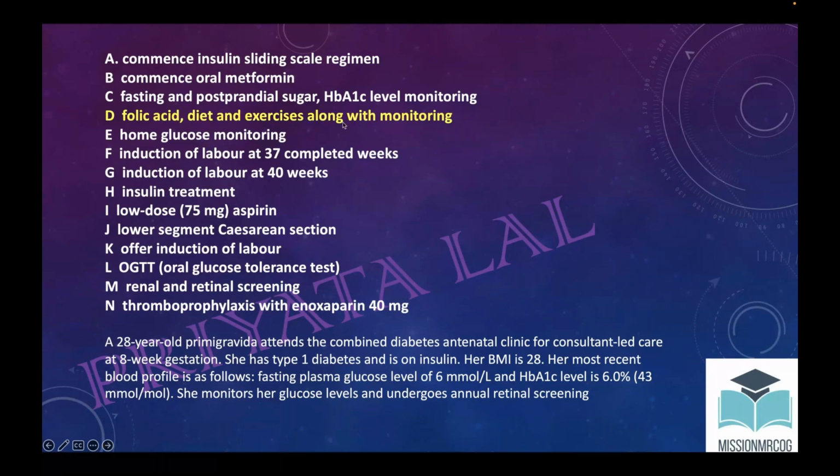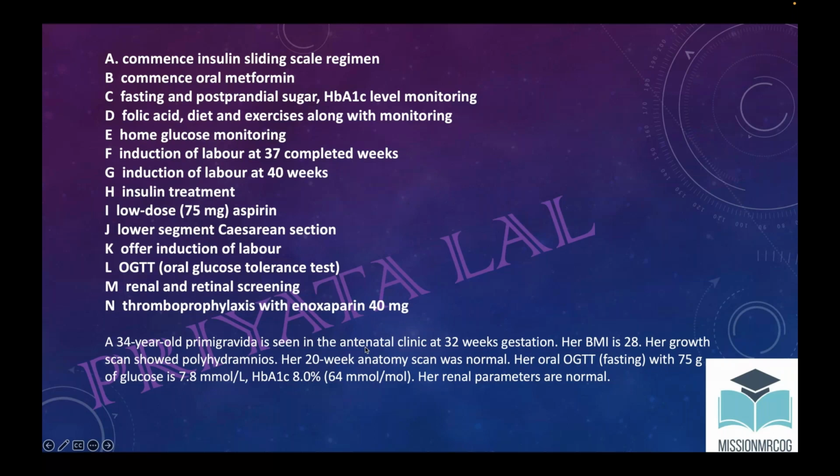Very good. Now a 34-year-old patient, BMI 28, polyhydramnios, oral GTT 75 glucose is 7.8, glycosylated hemoglobin is 8, renal parameters are normal. So what to be done? Insulin treatment. Yes, it should be insulin treatment. Polyhydramnios, so insulin treatment would be the answer.